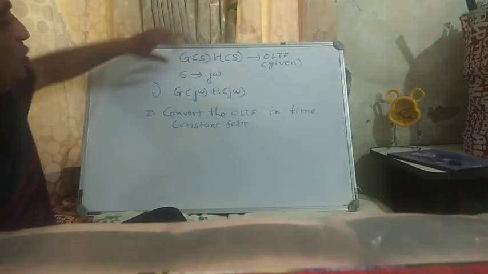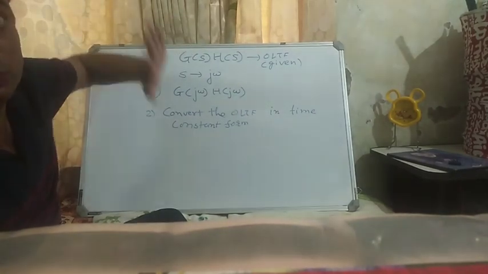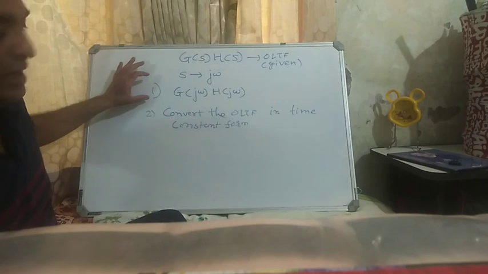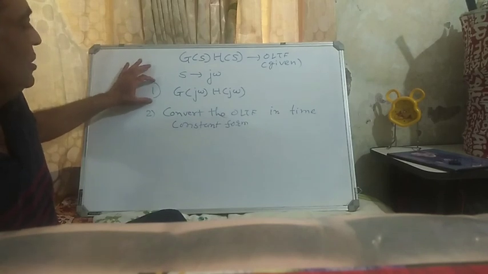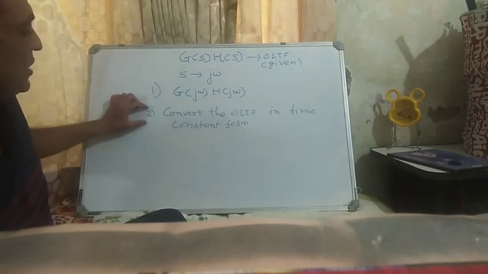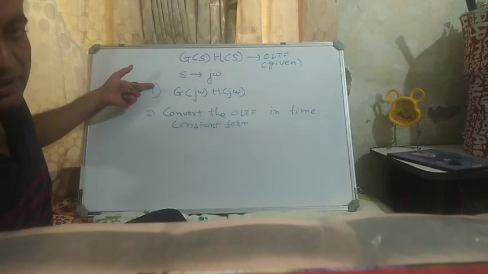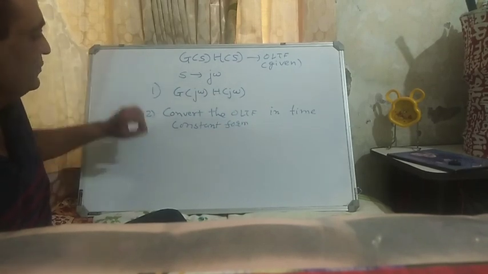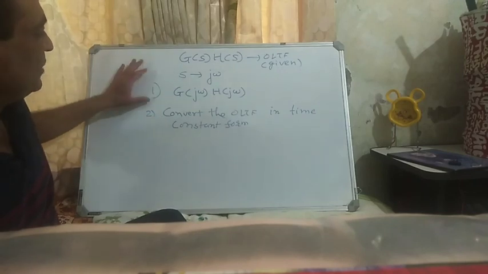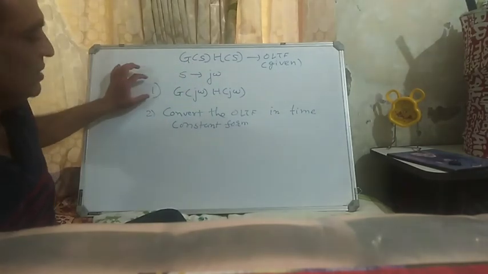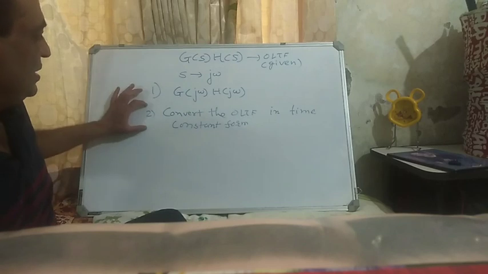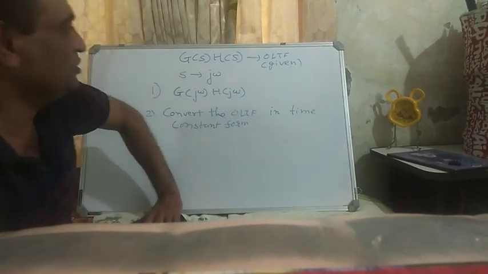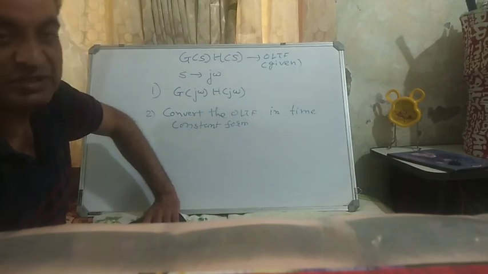So I need to convert G(s)H(s) into its time constant form. Right now, I think there should not be any problem. You can do step 2 first, and then later replace s by j omega also, vice versa. Replacing s by j omega is actually not a difficult task. Let us understand this task, that is, convert the open loop transfer function G(s)H(s) into its time constant form.